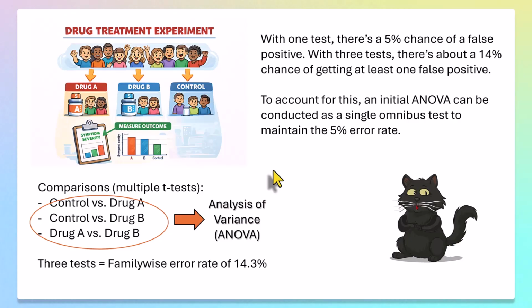Now, doing follow-up tests is a whole thing unto itself that would require a whole other video. But for the purposes of this video, I'm just illustrating why we do the initial ANOVA as the initial step. It's all about the family-wise error rate and maintaining that 5% criterion.